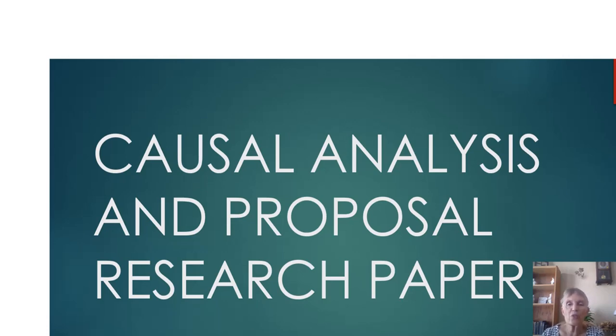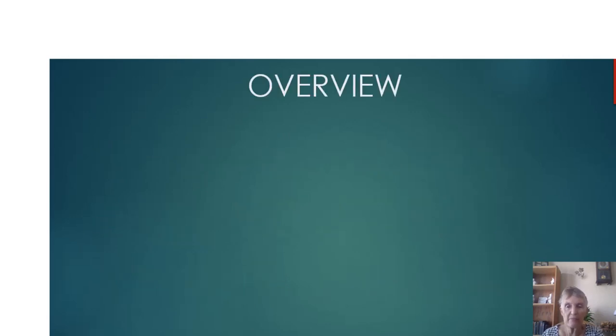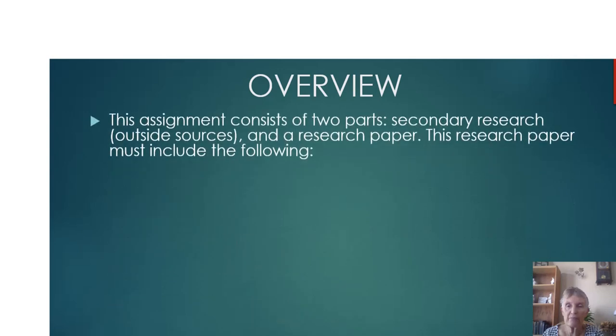Students, this is your causal analysis and proposal research paper. This needs to be 7 to 9 pages and is worth 200 points, not 100 points. Here's an overview of what I'm looking for. It consists of 2 parts: secondary research, which is outside sources, and your research paper.